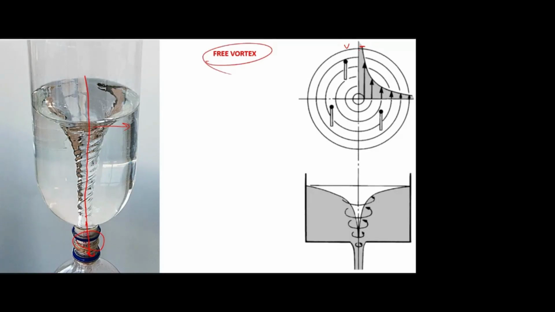So velocity is maximum in the center and decreasing towards the outside. This also you studied, right? Types of vortices. Yes, sir.